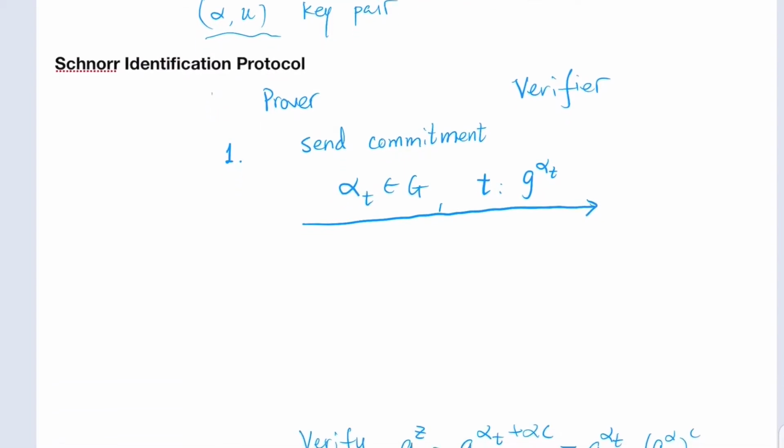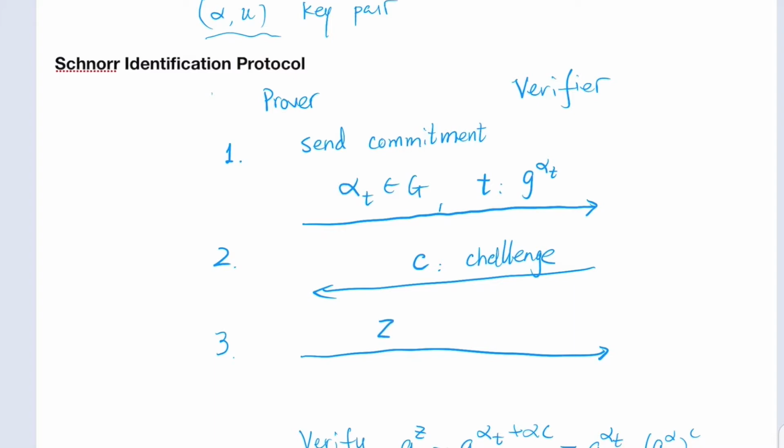Now, the second step, the verifier sends a random challenge C. So that's a challenge. Now upon receiving the challenge, you send your proof. So Z would be your proof here. The way you do it is you send Z equals alpha T plus alpha times C. Now notice that this is only private, right, this is private.